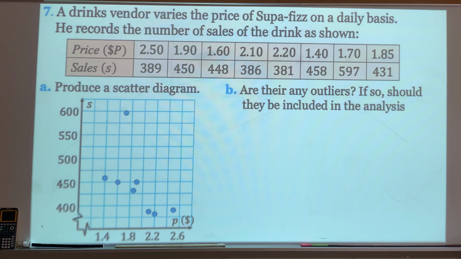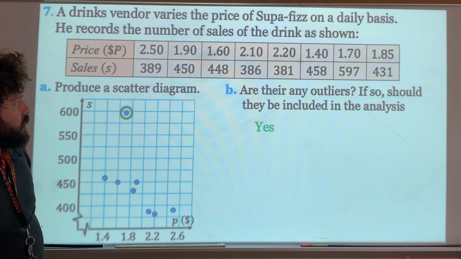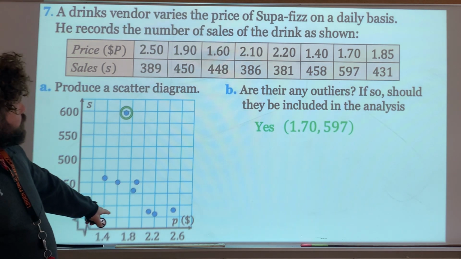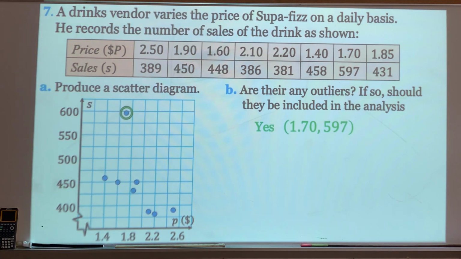There's the scatter plot. Are there any outliers? We didn't type anything in the calculator yet, but are there any outliers here? Yes. Look at that guy. What is he doing up there? Should it be included? So 1.7, 597. That's weird. It should not be deleted.